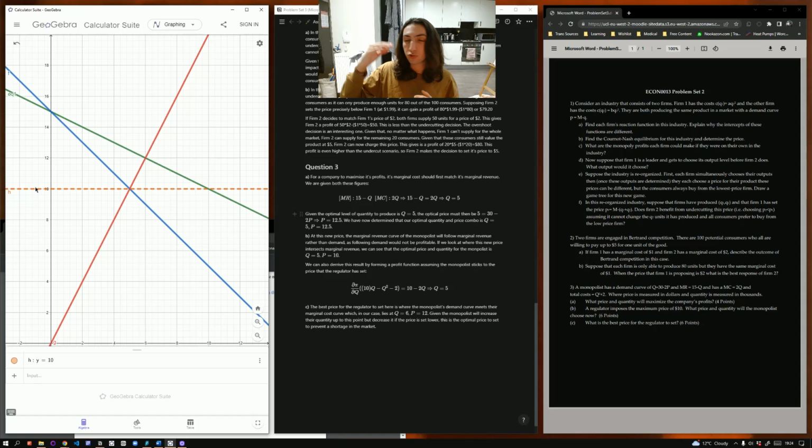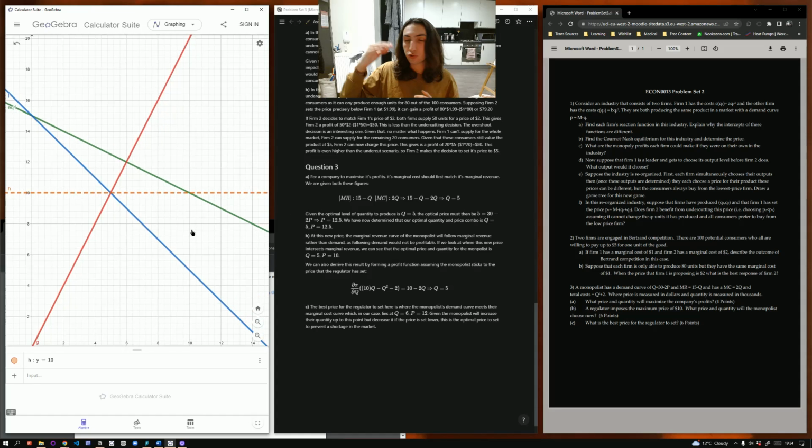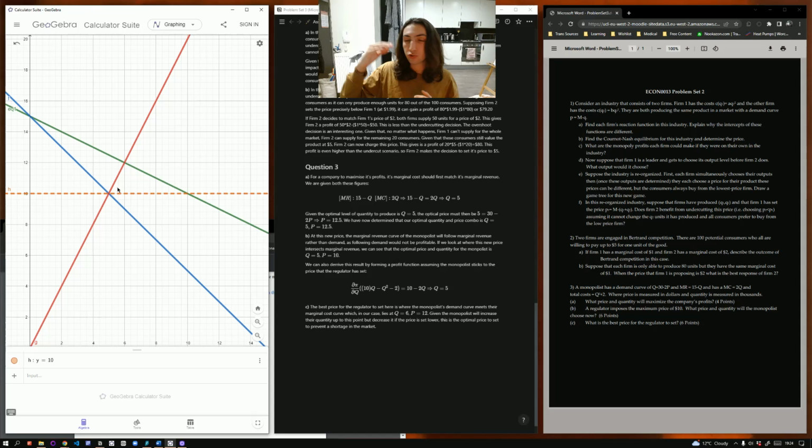Now, you can see here, I've plotted the price of $10 along here, and you can see that it is actually intersecting the marginal cost curve at marginal revenue equals marginal cost. So the monopolist is going to produce here, and the quantity is going to be 5, and the price is going to be 10. If they produced over here, they would not be profitable. I'll show you why.